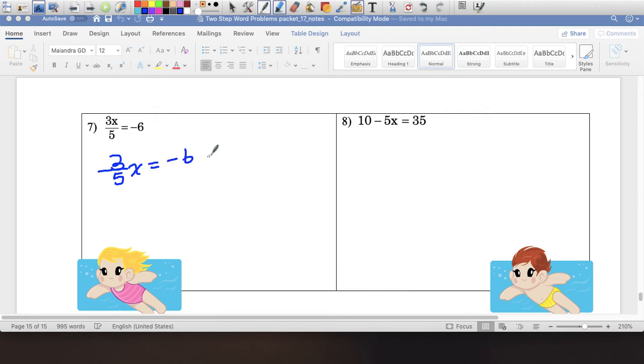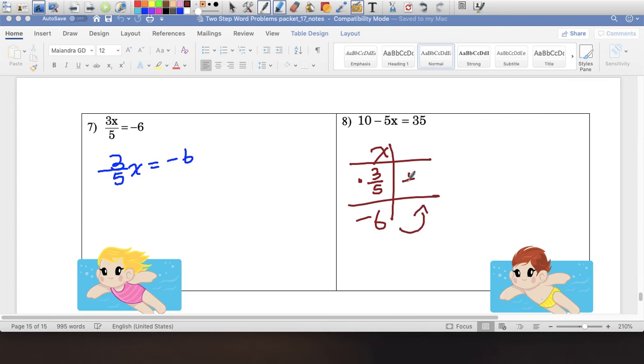3/5 of x equals -6. So that's, I think, what you needed to see. Once you know that, if you create a story, I have a variable x which is being multiplied by 3/5, and that gives me -6. That's what that says, right?